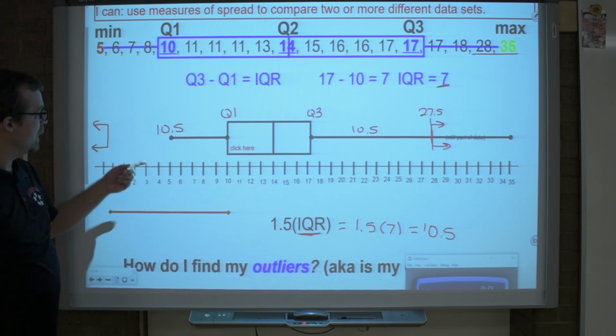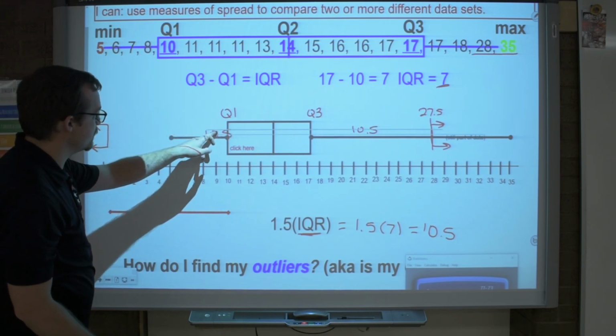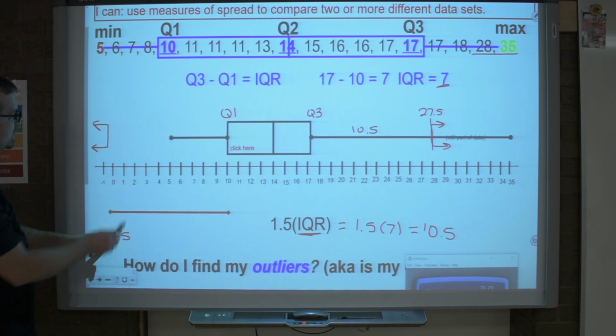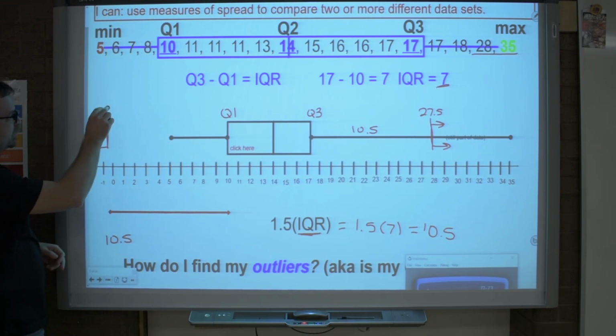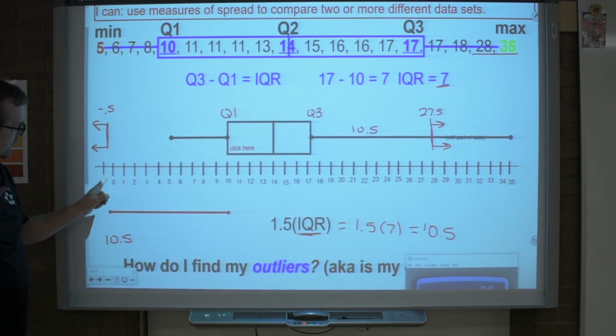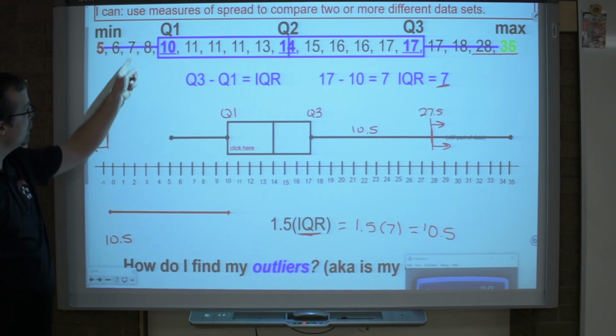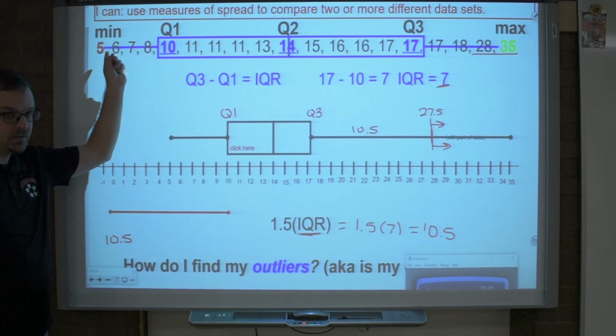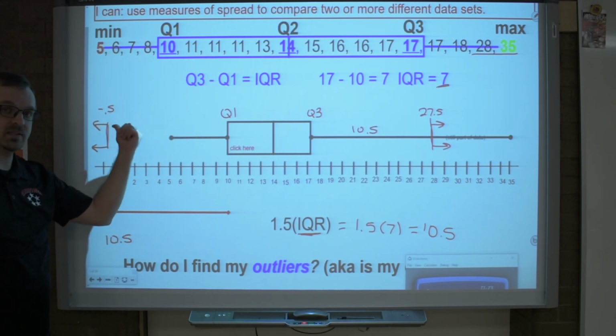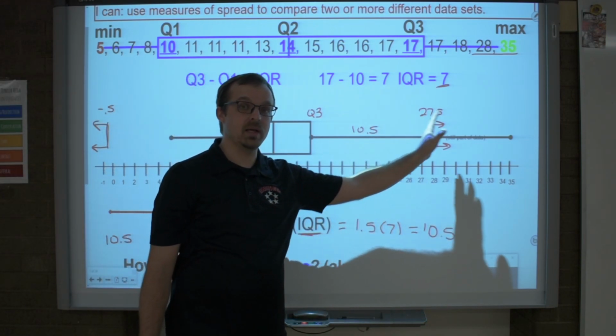There's not. If I were to take this distance here, 10, and then minus the 10.5 to get down to this point, I'd get a -0.5. But there is no data past -0.5. The smallest point of data I have is 5, right? So I don't have any outliers on the left-hand side. I have outliers on the right-hand side.